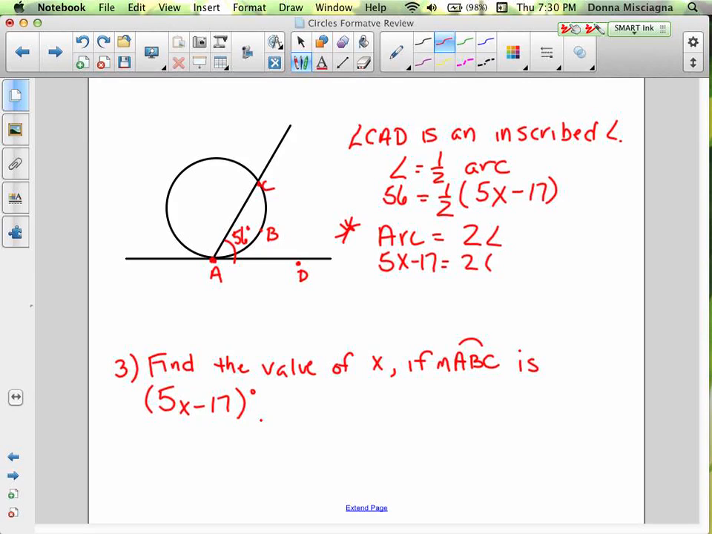The angle is 56 degrees. All right, so we'll just multiply. 5x minus 17 equals 112. Add 17 to both sides. Oops, I'm sorry. I wanted that to be 5x plus 17.